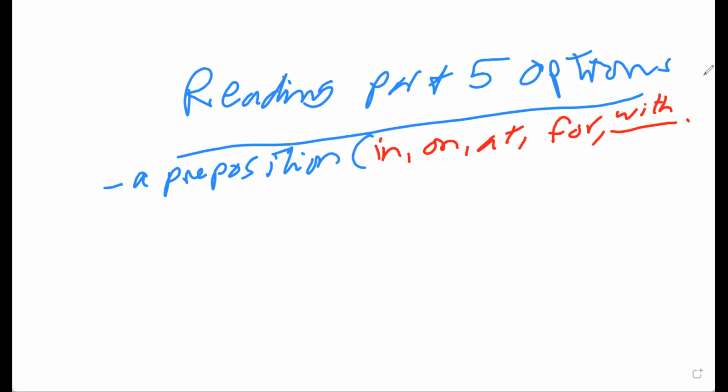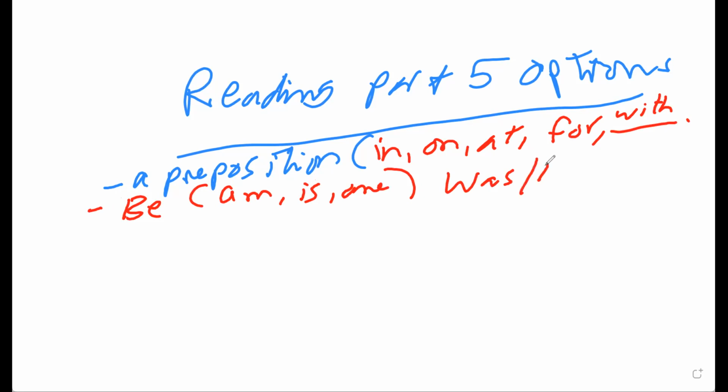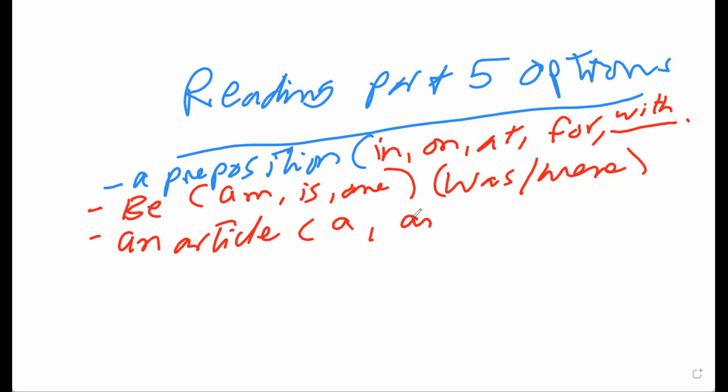Okay, so the second one, you can write verb to be. Verb to be زي ما احنا عارفين اللي هم am, is, are في حالة present أو was, were in the past. Okay. Yes. Also you can write an article. الان article احنا عارفين عندنا بس 3 articles definite indefinite articles أو the indefinite article.